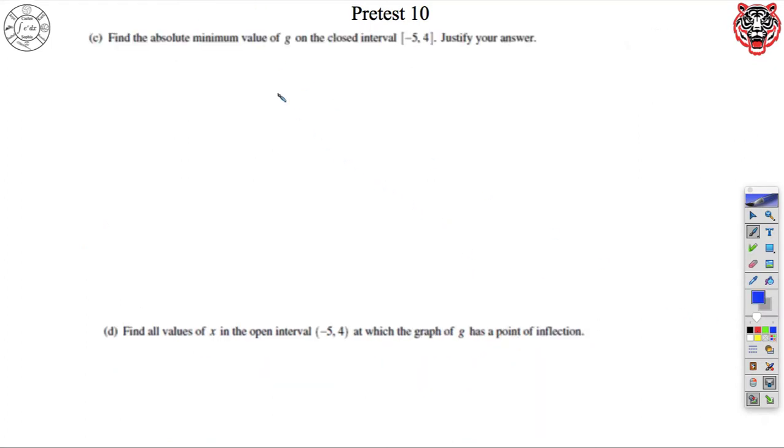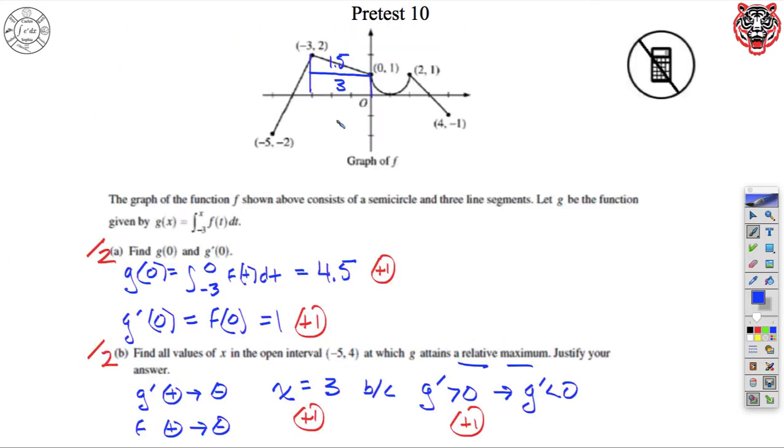So for part C, we need to find absolute minimum. That means we need to make a table. We need our starting value, which is -5, and we need our ending value, which is 4. Now we need to find the critical values in here. Again, we're looking for a minimum. Let's go ahead and look at the graph.